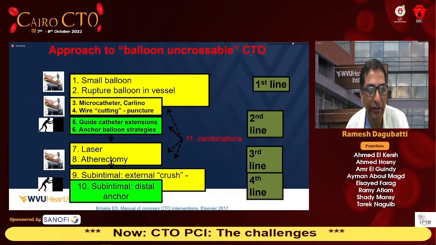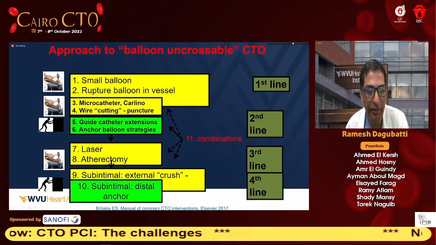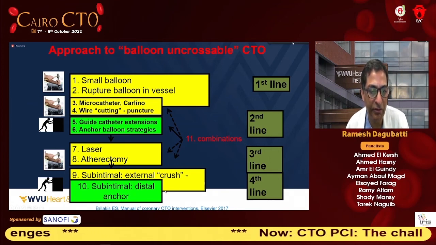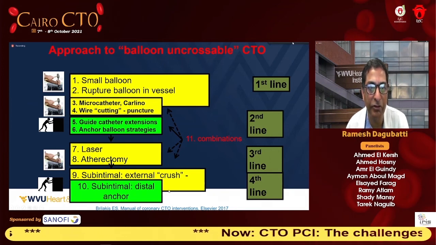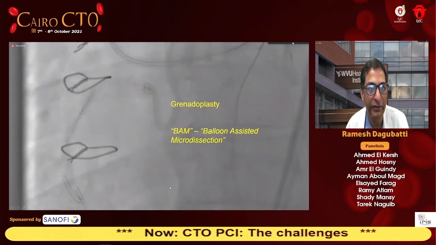And also laser, I think, is not something that is very harmful to the patient and can be used. And ultimately the subintimal external crush or distal anchor is the fourth line. These external crush techniques in the subintimal space can actually cause thrombosis of the vessel. So I would reserve that to the end.